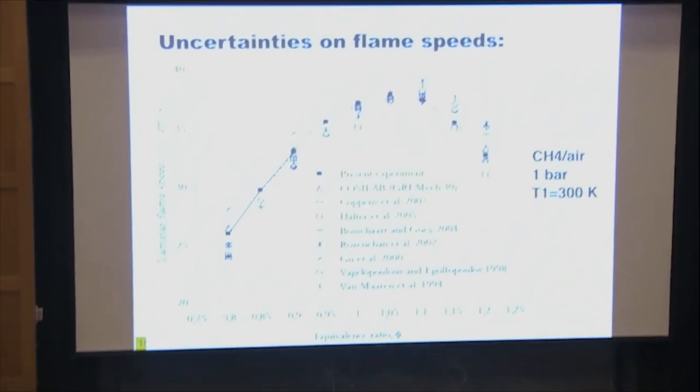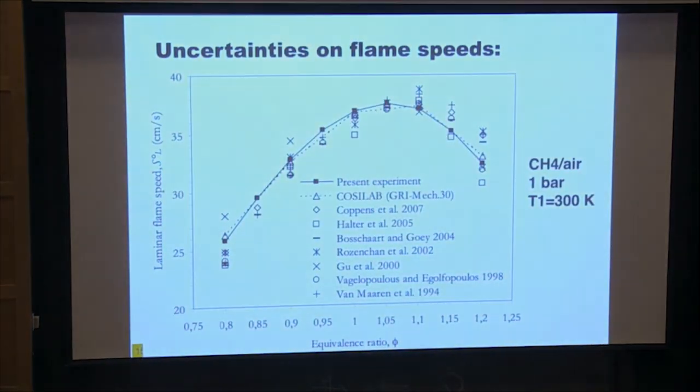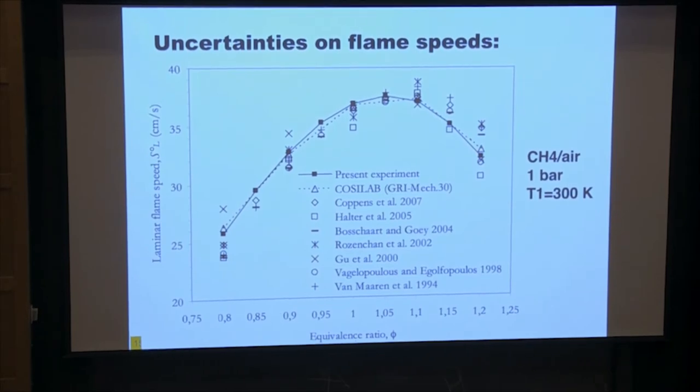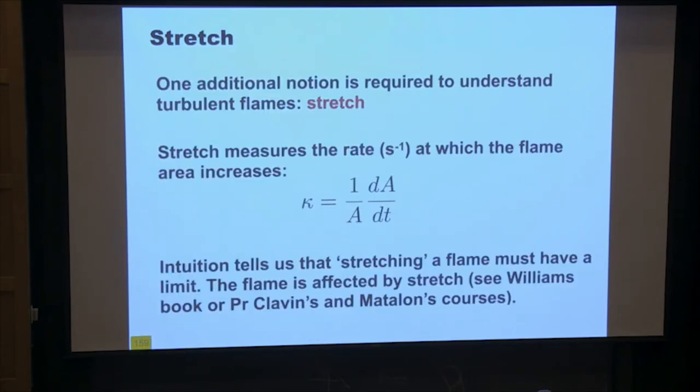The problem is that when you try to collect everything, you have a spreading of the data, as you can see here, a little bit all over the place, okay? And so if you ask me what the flame speed is at 1 bar, you will have to say it's 38 centimeters per second plus or minus 2 or 3, and it's complicated. And it's not a solved problem. And when you get to rich flames, high pressure, then it doesn't work. So basically, we don't know what the flame speed is.